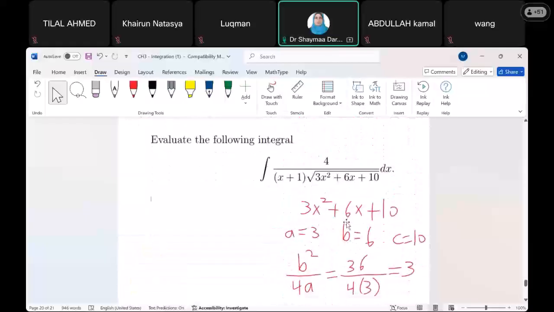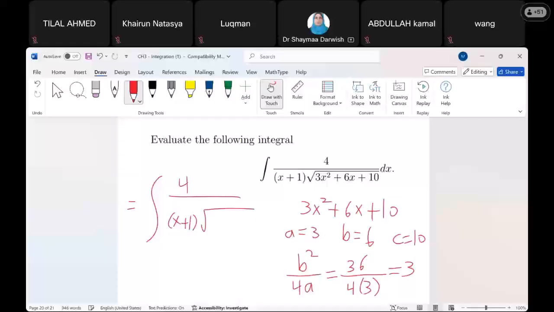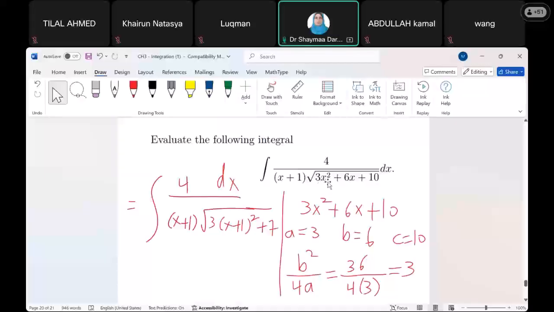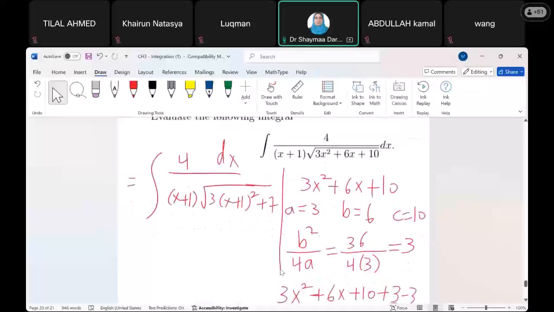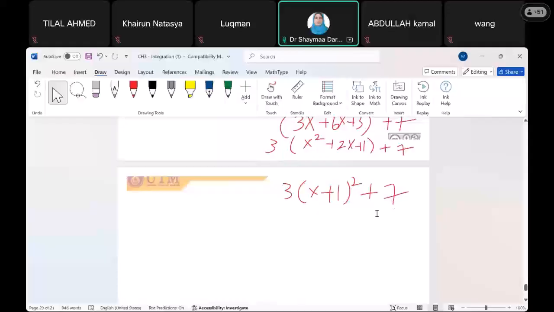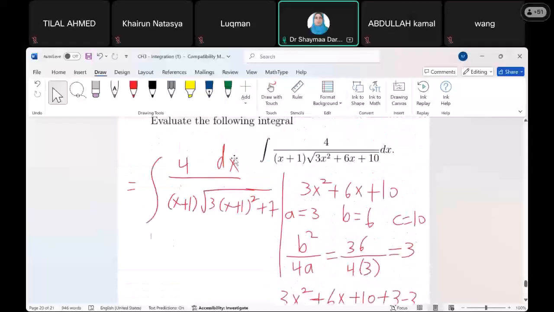So in the integration, this is equal to the integral of 4 over (x plus 1) square root of 3(x plus 1) squared plus 7, dx. What we did was replace this by the completed square, 3(x plus 1) squared plus 7. So this is now my new integration.